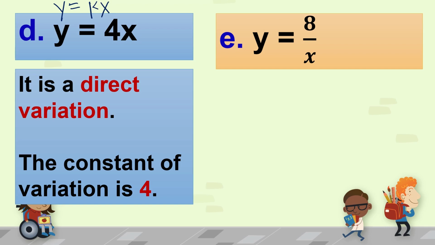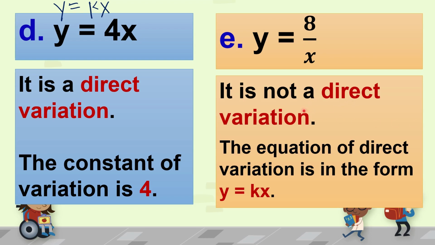Next, in letter E, y equals 8/x. It is not a direct variation because the equation of direct variation must be in the form of y equals kx. So the constant must be multiplied to the independent variable. So k times x, not divided. Okay? Not 8/x. So that's why letter E is not a direct variation.